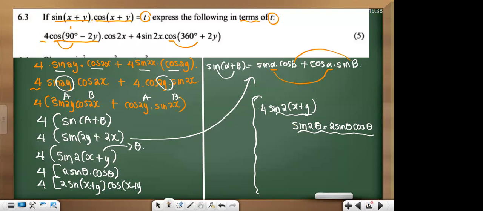Okay, and then what is 4 times 2? That will be 8. So I have 8 into sine x plus y times cos x plus y, which is what I'm given, and is equals to t. The answer is 8t. Wow. This examiner was not nice. 5 marks.